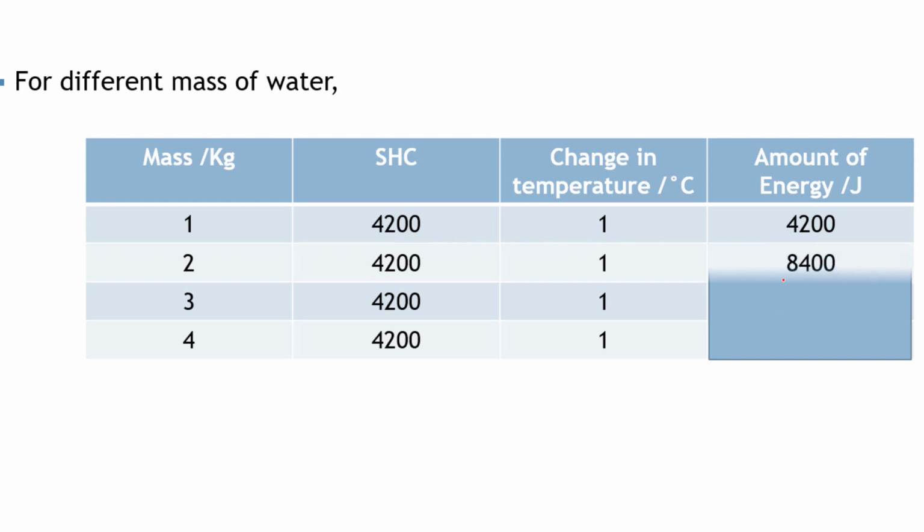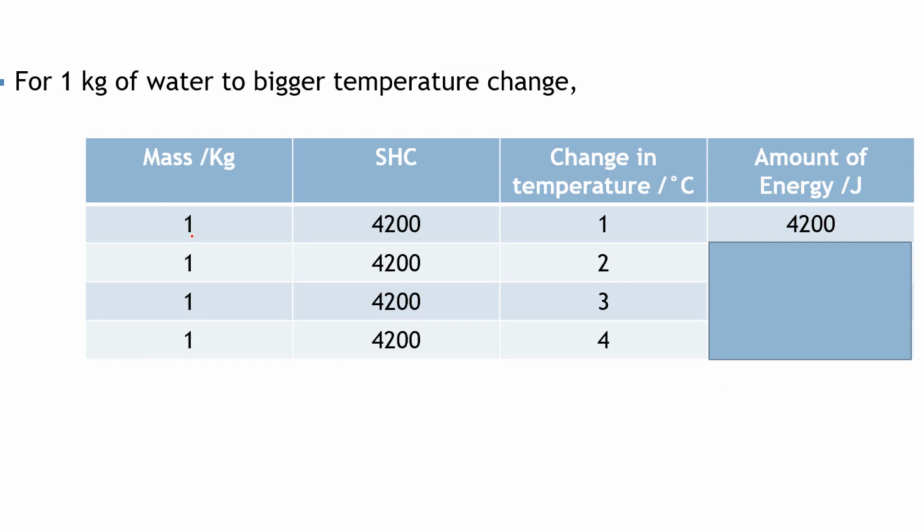2 kilograms will require double, 3 kilograms will require triple, and 4 kilograms will require 4 times the energy. So if you only want to change the temperature by 1 degree but you have different masses, you just multiply accordingly.